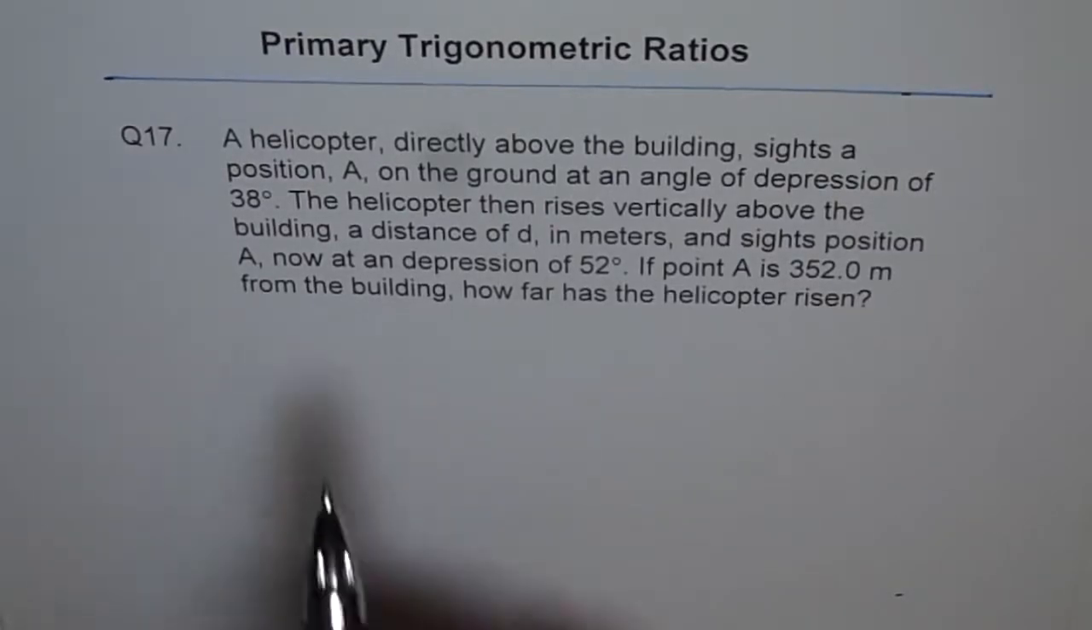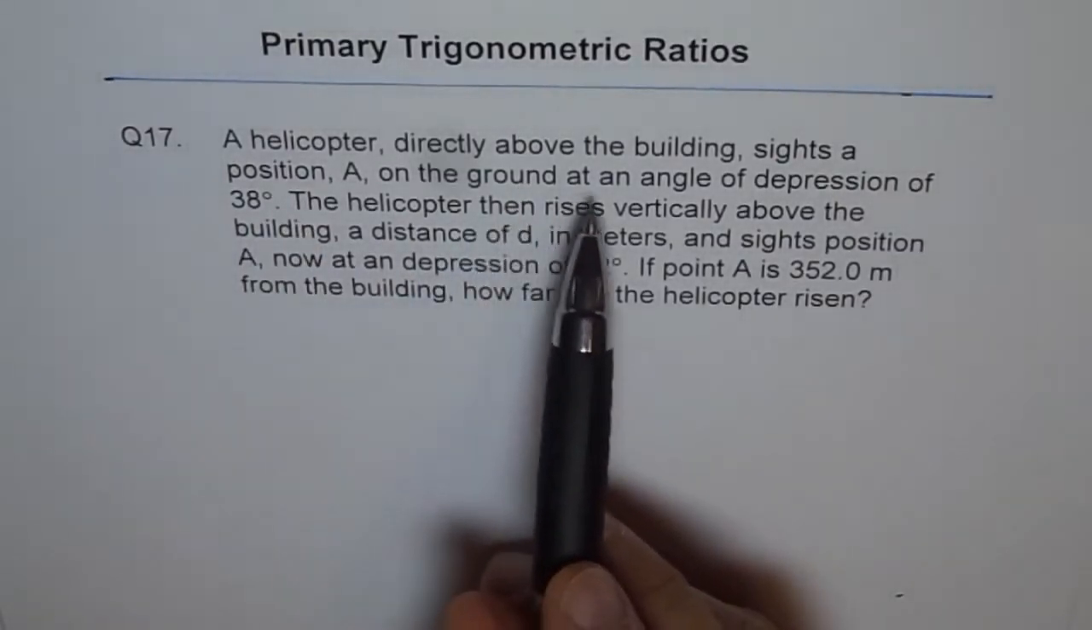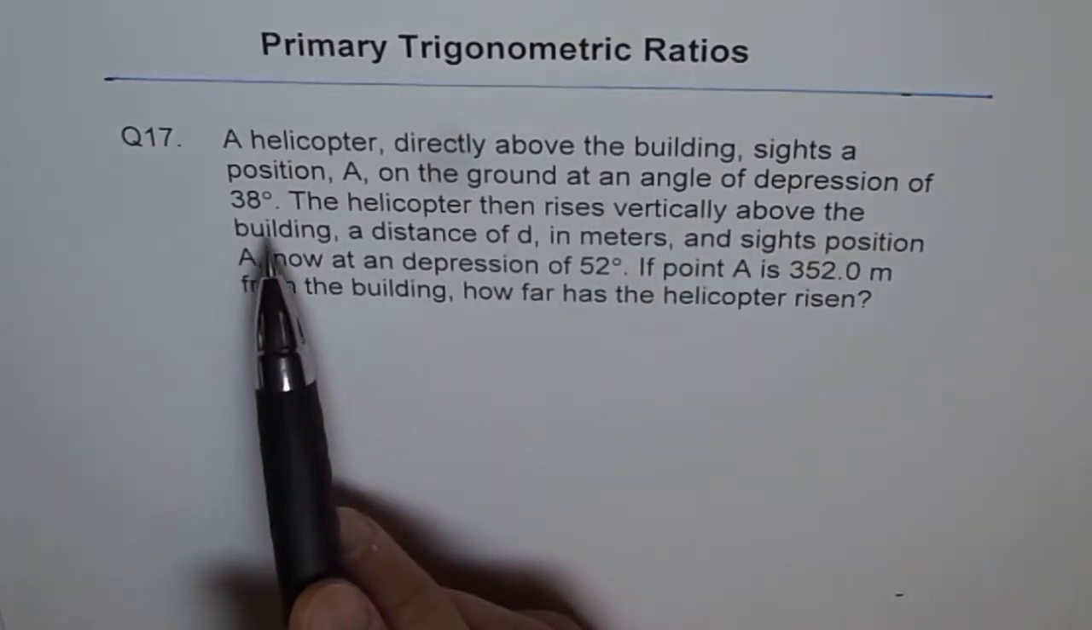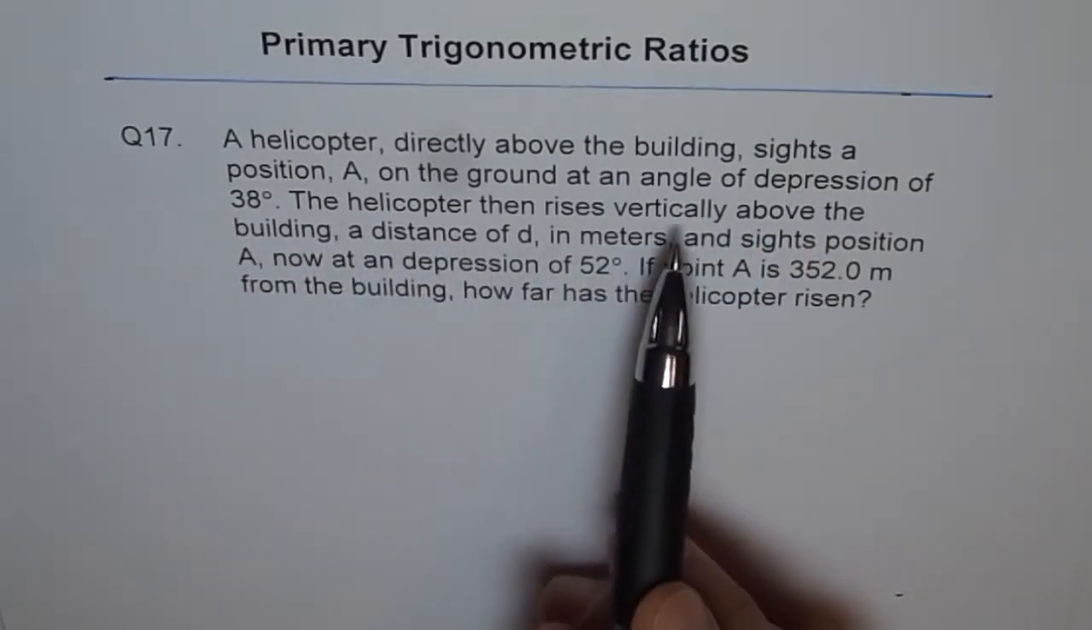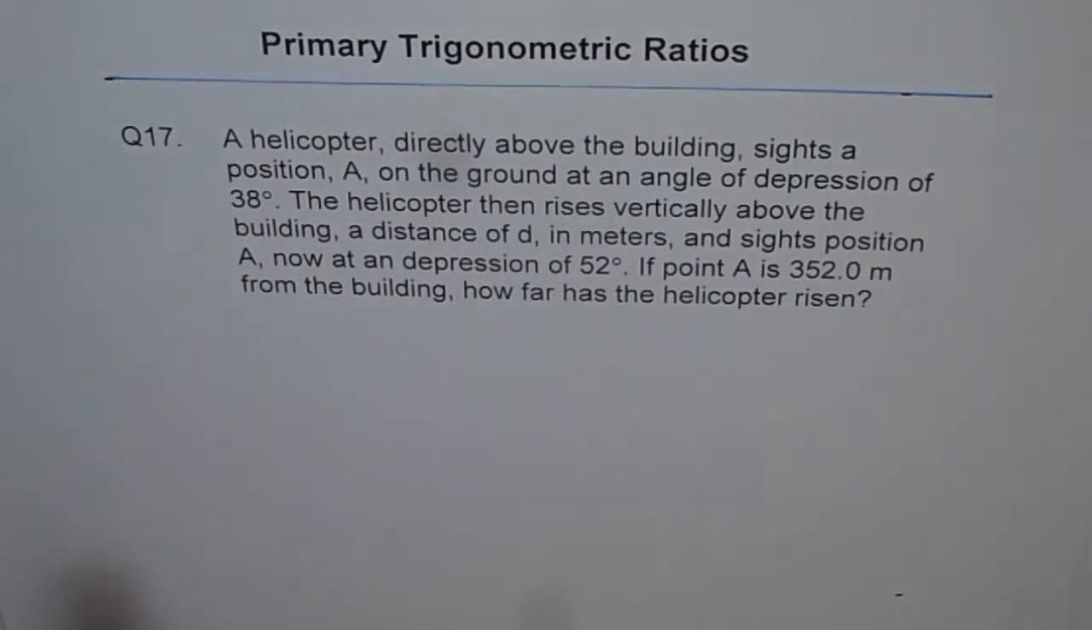Question 17. A helicopter directly above a building sights a position A on the ground at an angle of depression of 38 degrees. The helicopter then rises vertically above the building, a distance of d in meters, and sights position A now at an angle of depression of 52 degrees. If point A is 352.0 meters from the building, how far has the helicopter risen?